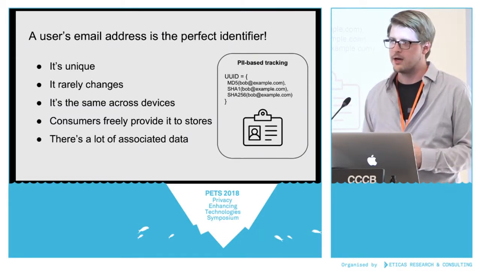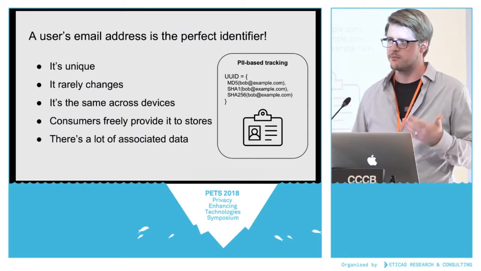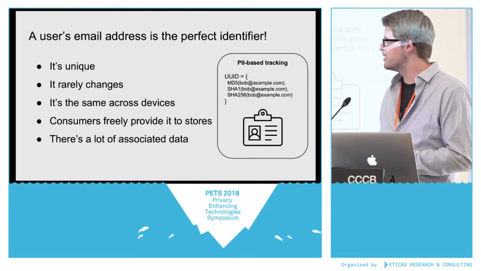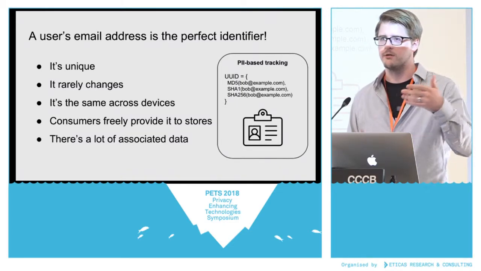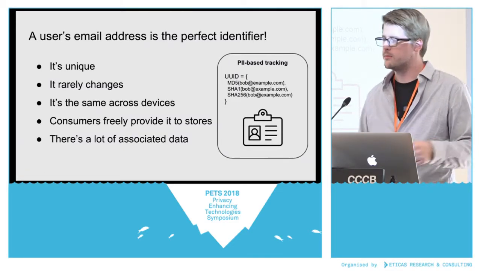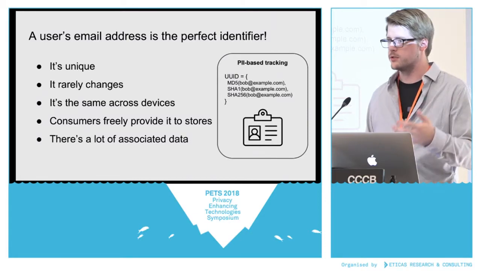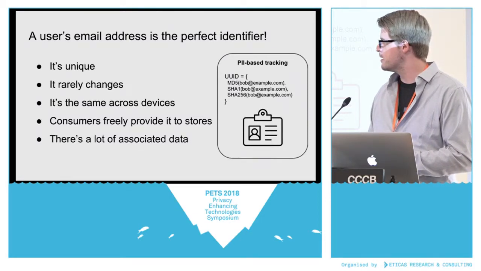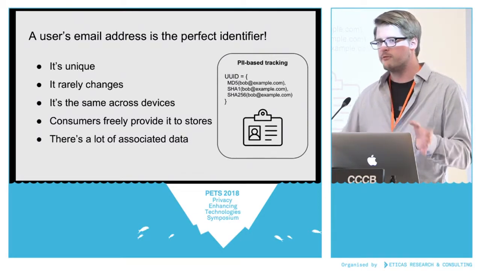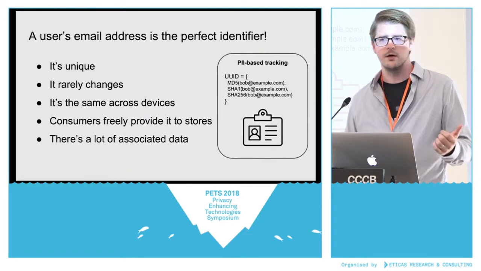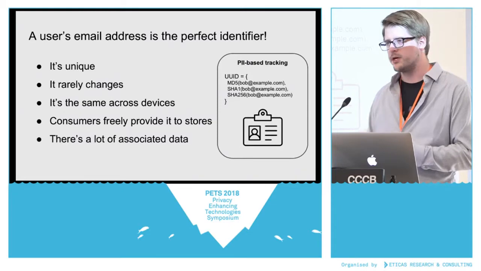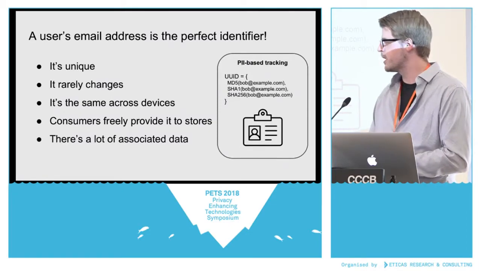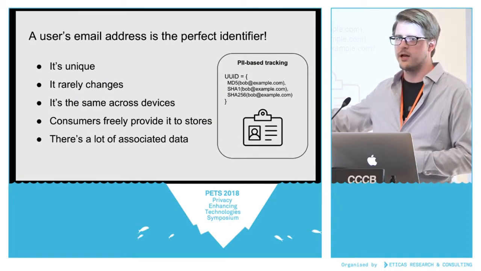It's unique. It doesn't change. A person's not really rotating through email addresses. A user is going to sign in on their desktop device and then also on their mobile device with the same exact email, allowing them to be tracked across those two devices. And not only that, but consumers freely provide it in stores, right? Maybe you've been to a point of sale, buying clothes or something, and they ask you, would you mind giving your email address? So there's a lot of associated data with that identifier.